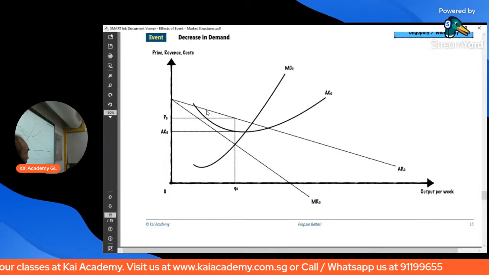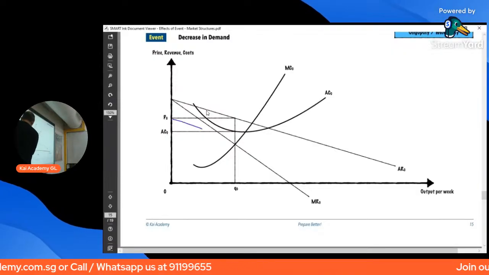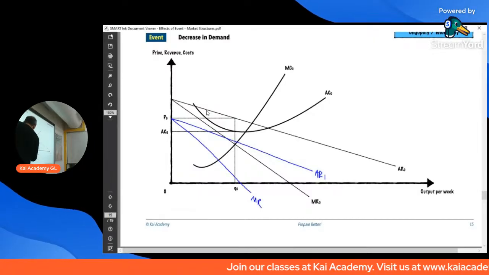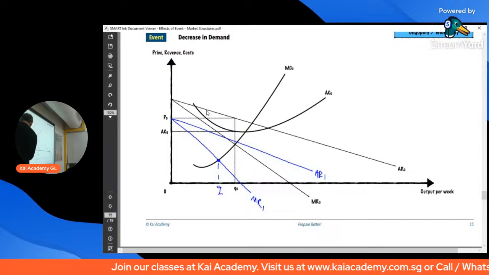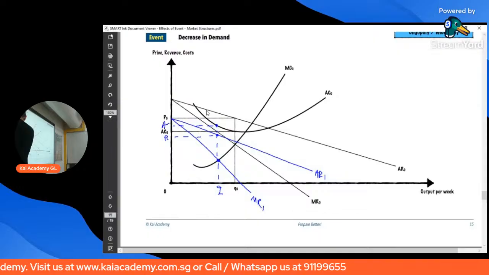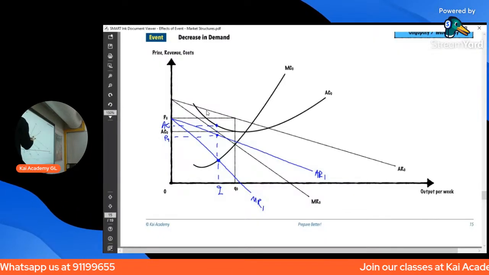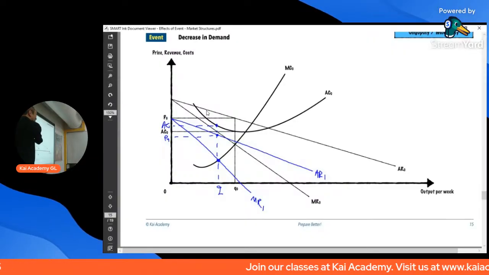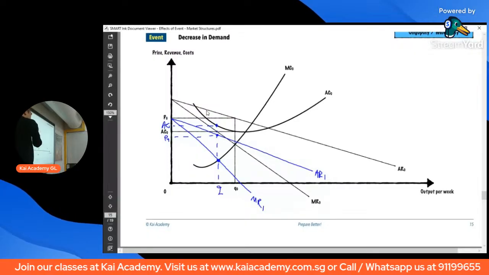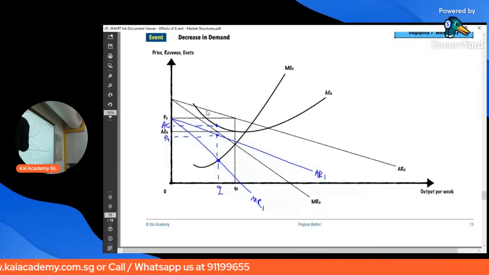You will have to shift until you go below, right? If you want to go to subnormal, you have to draw your AR so far below that at your new profit maximizing quantity, the firm's price cannot cover its average cost, so it will have subnormal profit. Then in the long run, some of these firms will shut down. Then the AR, MR of the remaining firm will shift out and become steeper, right? And then it goes to what profit? You can go back to normal or you can go even higher, right? All right, so this is the oligopoly.